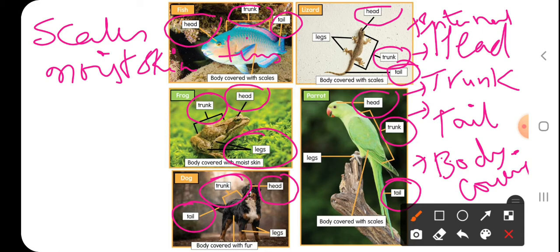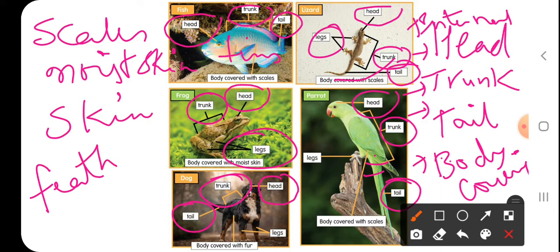Okay, so now the third one, if you see, a lizard also has skin on its body, and it too uses its legs for movement. Whereas when it comes to birds, they have feathers as their body covering, and they too have legs, but they use their wings to fly.